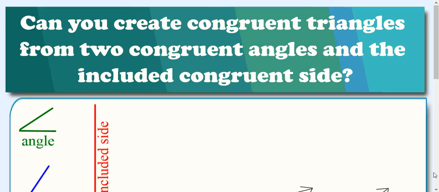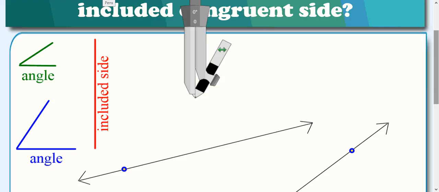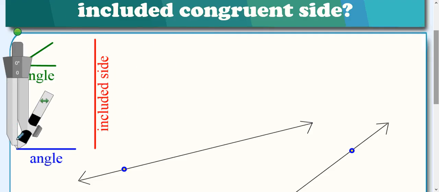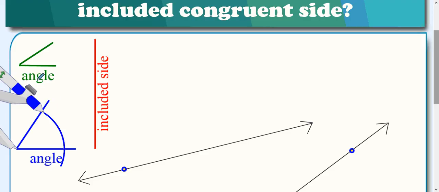So a lot like what we did last time, we're going to start with a construction. We're going to take two angles and the side in between. So we're going to copy two angles. So let's first copy this blue angle onto the point right here. So to copy an angle, you stretch it out, you make your arc. And then we want that same exact arc on the point where we're trying to copy it to.